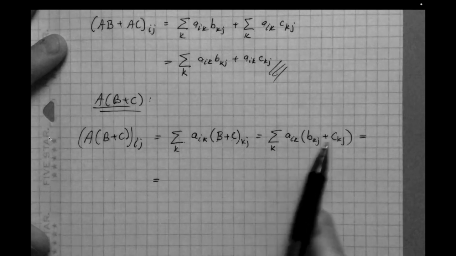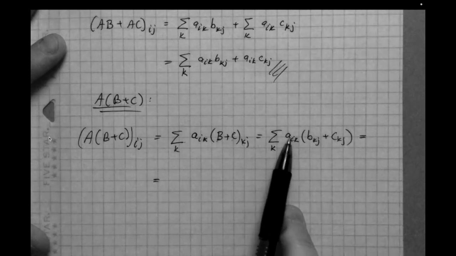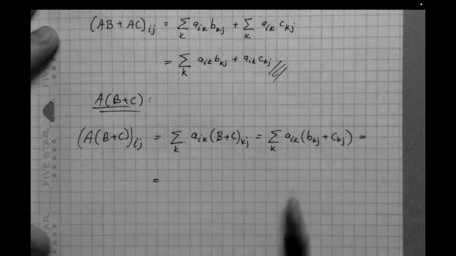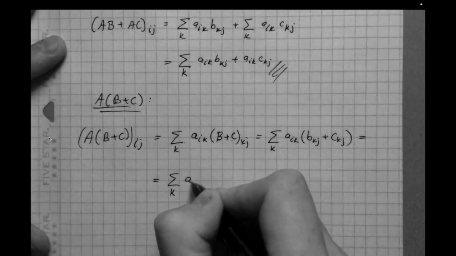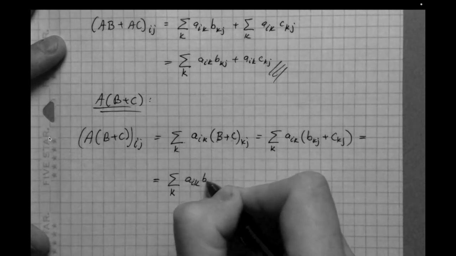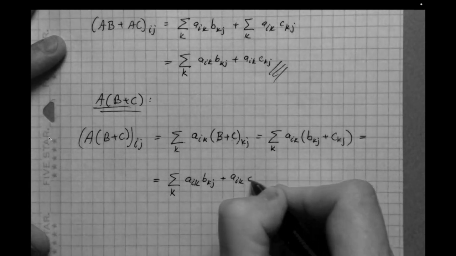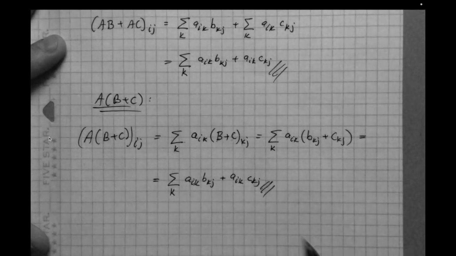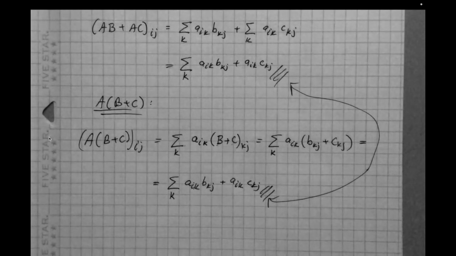And then these are just real numbers, right? So the distributive property works on real numbers. So 5 times 7 plus 6 is the same as 5 times 7 plus 5 times 6, right? And so we know that, and so we can expand this, and we see that we get A_ik times B_kj plus A_ik times C_kj. Okay, and you can see for yourself that those are the same, right? They are the same. That's the same ij entry.